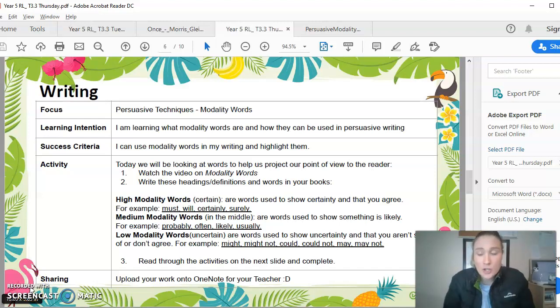Today for writing you're going to be looking at persuasive techniques and in particular modality words, okay? Modality words are used in persuasive writing to show the reader or the viewer, if you're talking, how certain you are about an issue, and really try to convince them of your belief and what you want to share. So your task is to watch this video first.